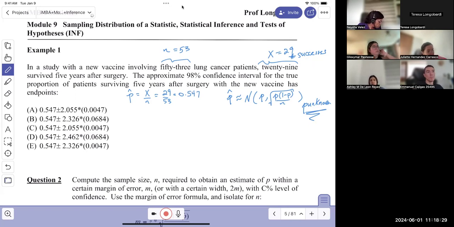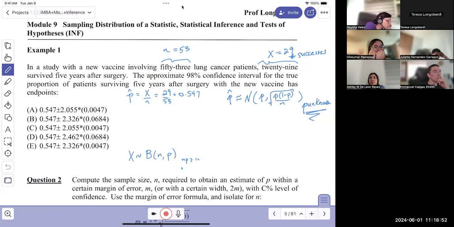So I'm going to take the idea of the theory that says, if I have information on X that's binomial N and P, and it satisfies the requirement NP greater than or equal to 10 and N(1 minus P) greater than or equal to 10, I'm just copying out from the theory, okay? Then in approximation, P hat is approximately normal with mean P and standard deviation square root of P(1 minus P) over N.